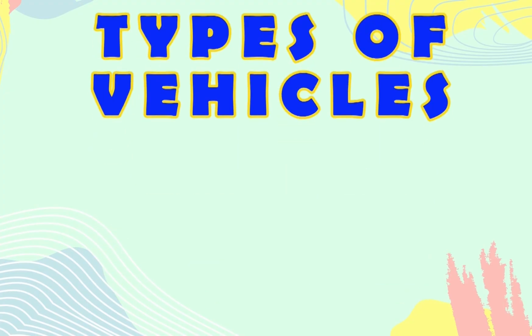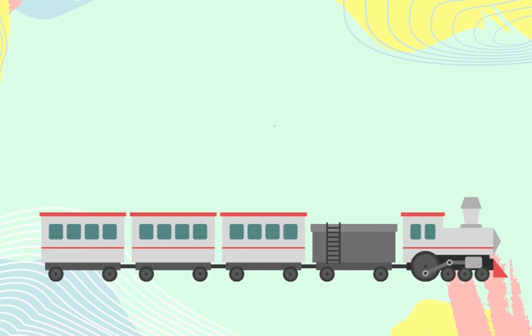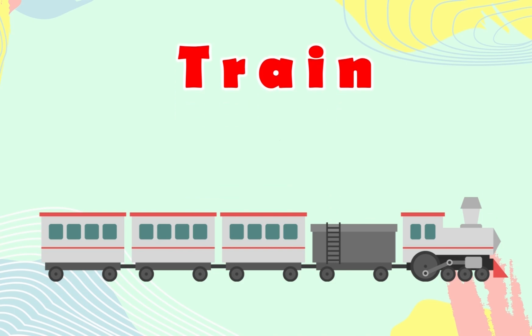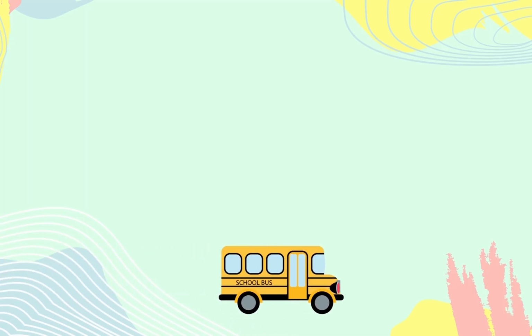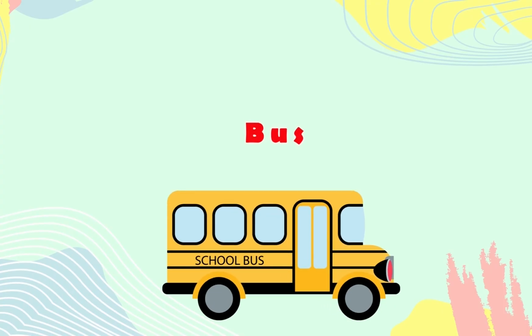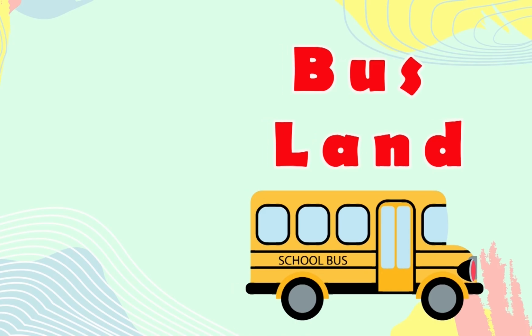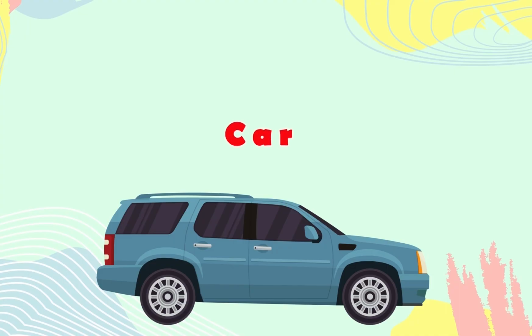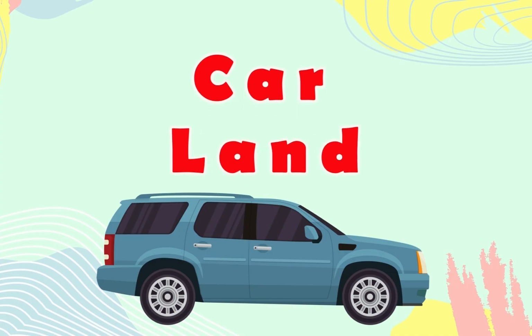Types of vehicles. This is a train, and you see a train on land. This one is a bus. Where do you see a bus? You see it on land. This one is a car. That's right. You see a car on land. Good job.